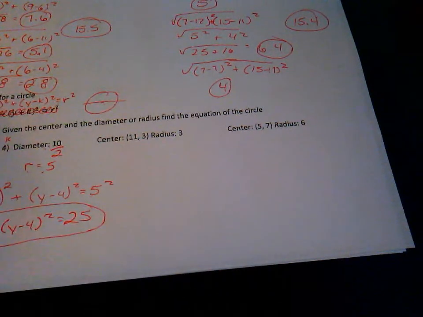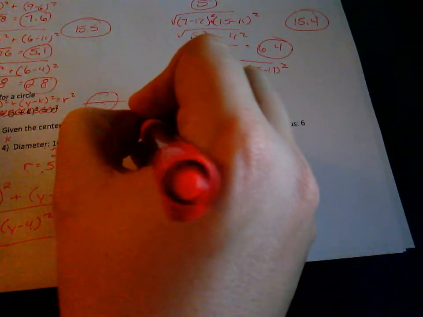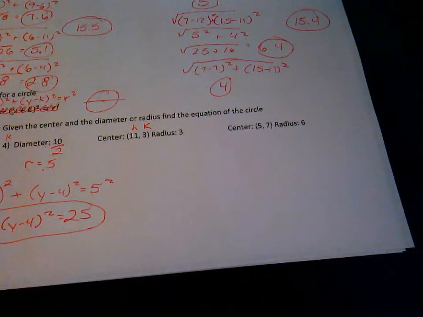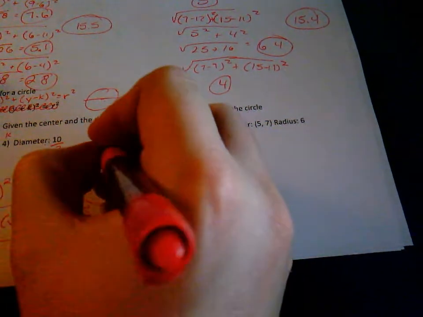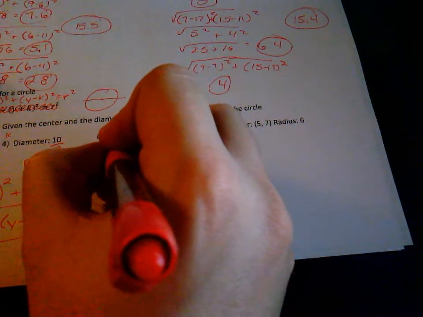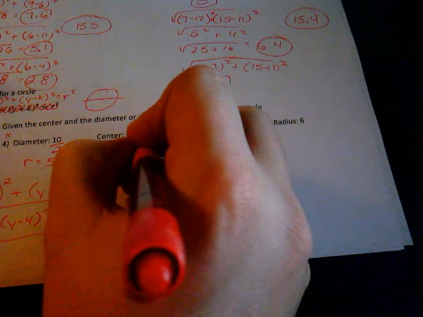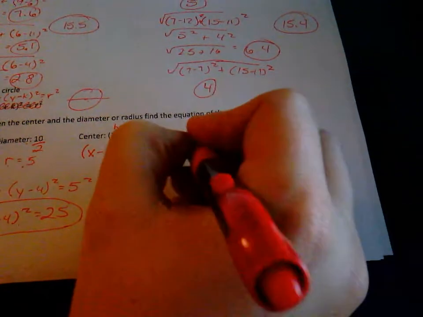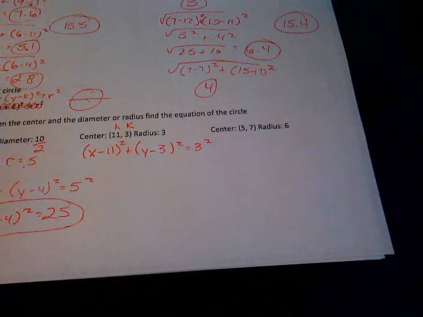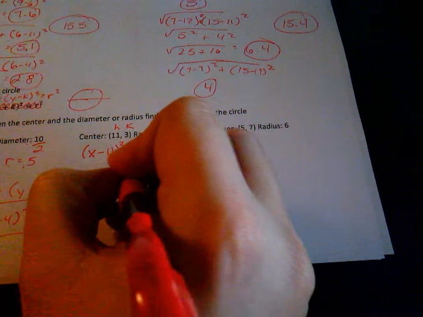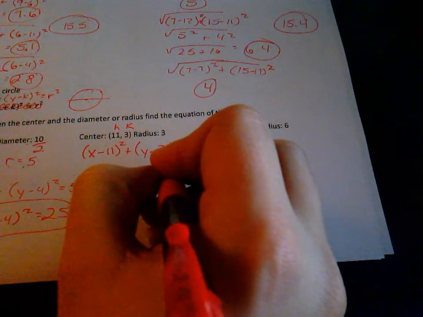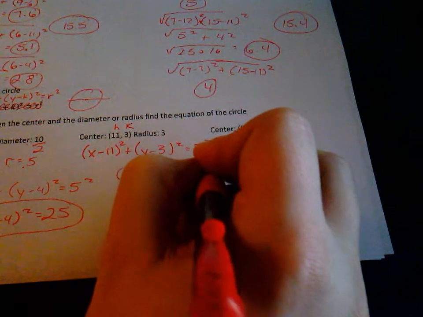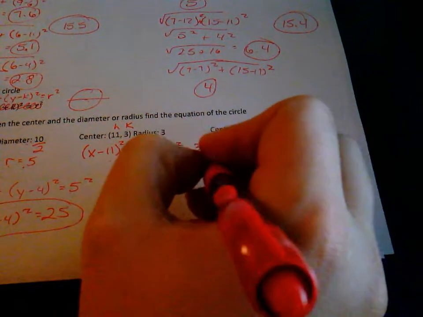Next one. Alright, h is the x, k is the y, and we know the radius is 3. So this one we don't have to do anything to the radius because they gave us what we want. Once again, all we're going to do is plug in x minus h, which is 11, squared, plus y minus k, which is 3, squared equals 3 squared. Okay? Which ends up being (x minus 11) squared plus (y minus 3) squared equals 9, since 3 squared is 9.